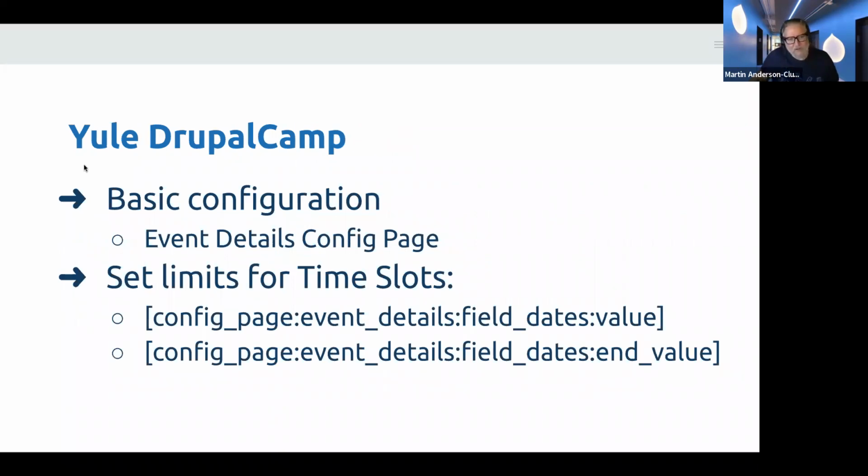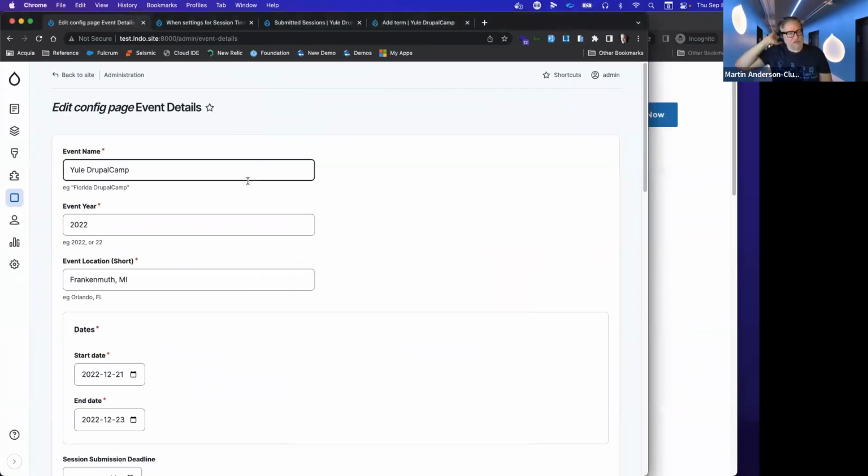So for the sake of this demo, I called this a Yule Drupal camp. Did some basic configurations. So it uses config pages as a way to have a single place where organizers can go to provide a lot of the configuration for the setup. And then it actually uses tokens as a way to take some of the information, in this case, specifically the start and end dates that are provided within here, to set those as the start and end dates for when the sessions can be scheduled. So that's maybe a good point to actually go in here and show exactly what we're talking about.